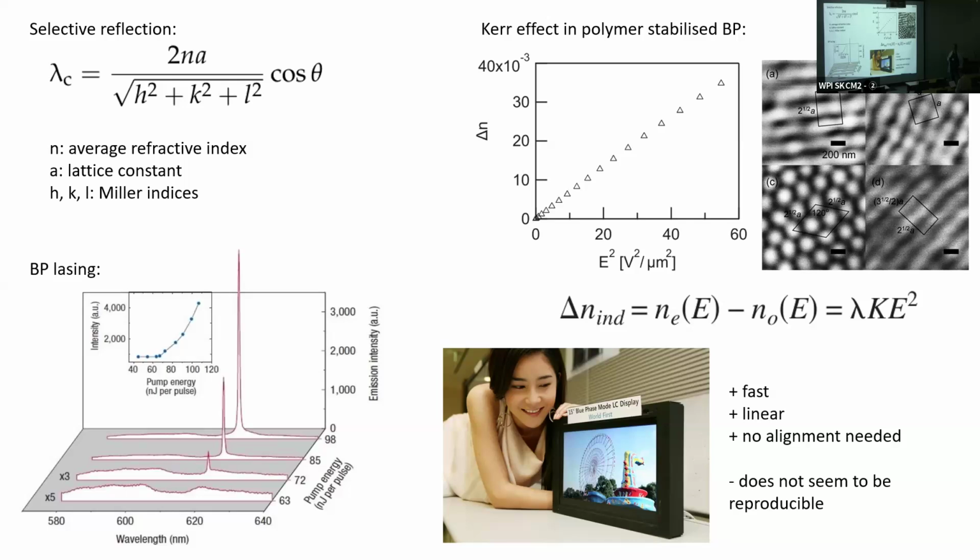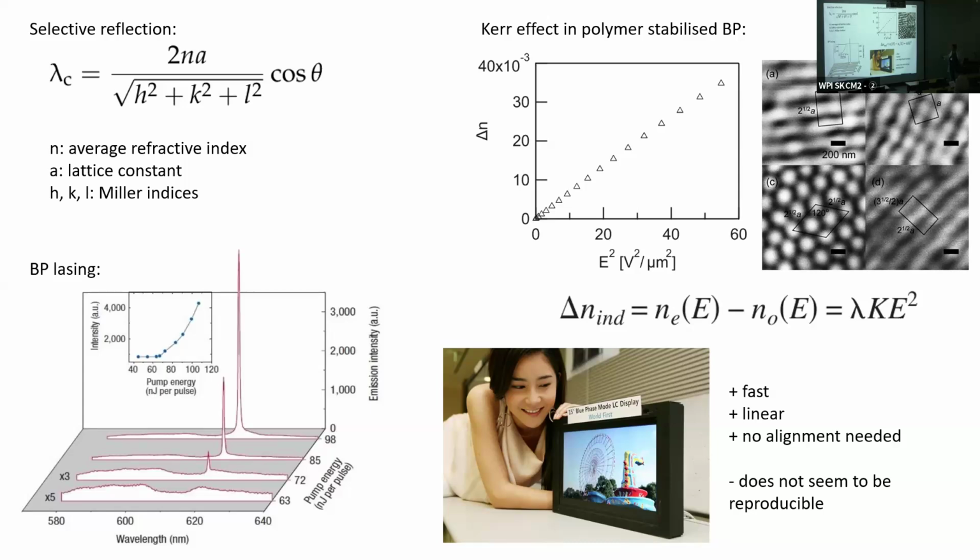You can polymer stabilize them, and you can show that there really are cubic structures. And these polymer stabilized phases, they actually show a rather large Kerr effect. So the Kerr effect is an induced polarization, which is proportional to the square of the electric field.